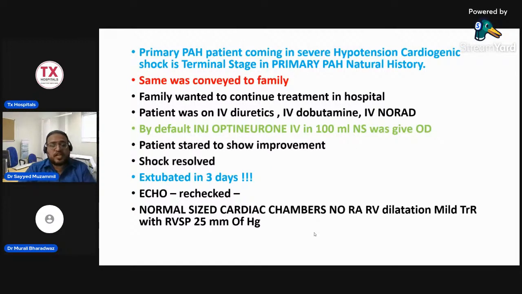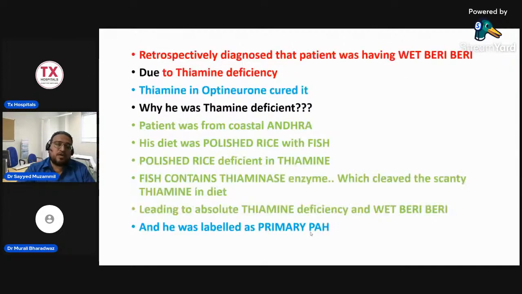So now we check his echo, and we found that he was having normal size cardiac chambers, no RA, RV dilatation, mild tricuspid regurgitation with RVSP of 25 mm of Hg. All things were reversed. RA, RV size was normalized, RVSP was coming down. So retrospectively, it was diagnosed that this patient was actually having wet beriberi, which is due to thiamine deficiency. And thiamine in Optineuron cured this patient from wet beriberi.